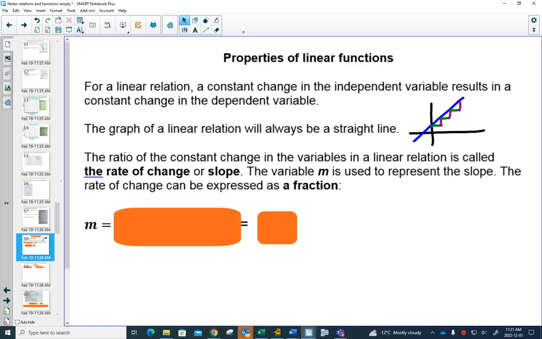So a linear relation is called a linear relation because it makes a straight line. And we call this change, that's always the same, measuring how much it goes up divided by how much it goes across, the rate of change or slope. And in math, we use m for slope.